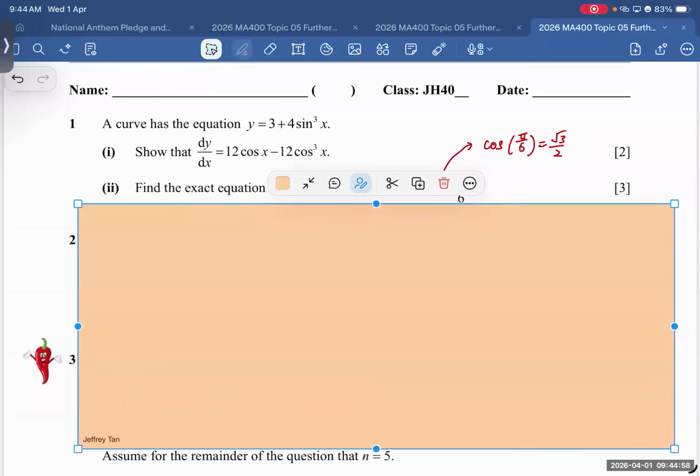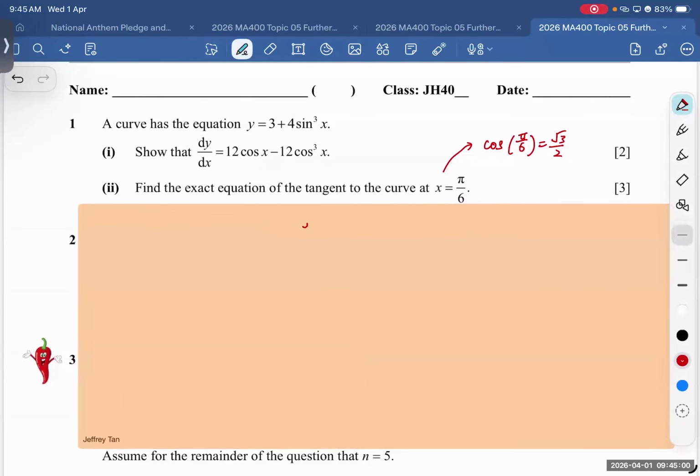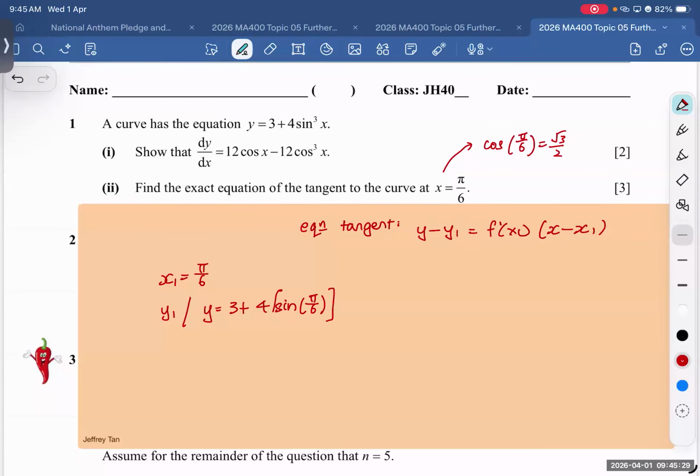Slowly, I help you with question 2. So we know that the equation of tangent is y minus y1 equals gradient times x minus x1. You don't have to listen to me if you want to try yourself, no worries, no hard feelings. x1 by right is pi over 6. What is y1? Then you start. So y equals 3 plus 4 sine pi over 6 to the power of 3.